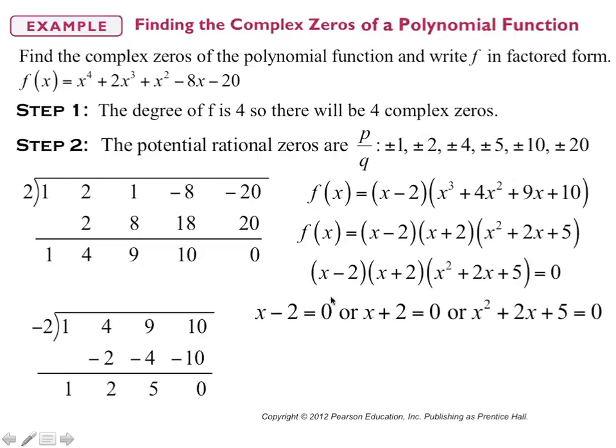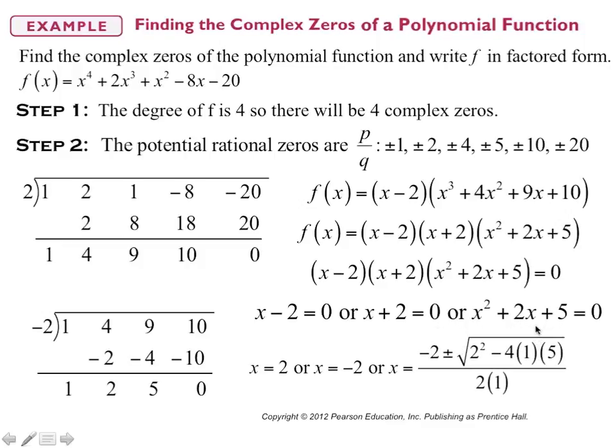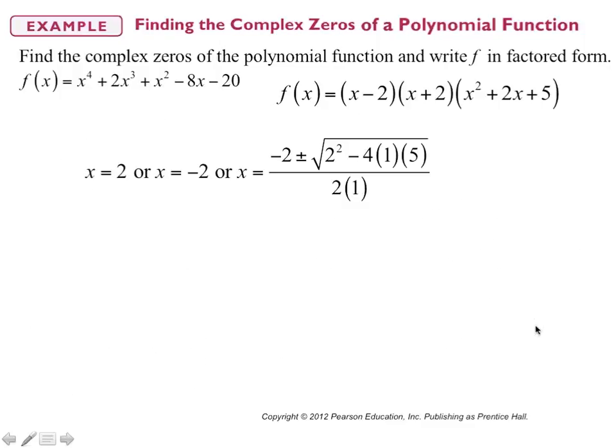And if we set that equal to 0, we know that x equals 2, x equals -2. Those are going to be the easy ones. And then we have x squared plus 2x plus 5 equals 0. We have to use the quadratic formula. So if we go ahead and do that, we get opposite of 2 plus or minus the square root of 2 squared minus 4 times 1 times 5, all over 2 times 1.